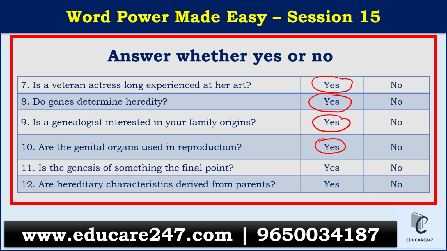Is genesis of something the final point? So genesis is actually birth of something we saw and not the final point. So no again. And finally, are hereditary characteristics derived from parents? Definitely yes. So it's basically the meaning of heredity.